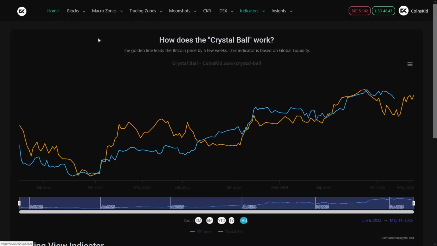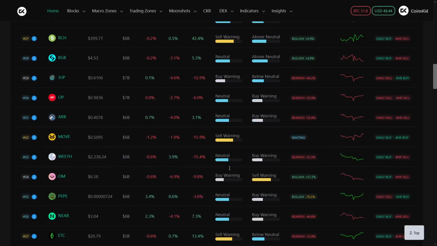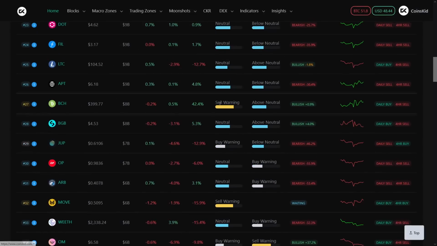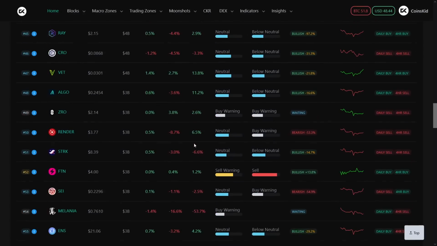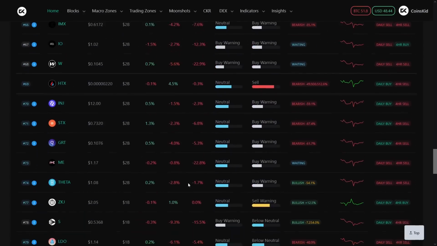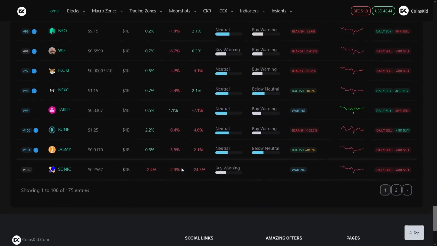So again, if you're looking for little micro trades, all you've got to do is come to the index right now, take a look down the list. You can clearly see we've got a couple of sell warnings, so these offer short opportunities, like the short opportunity on XRP yesterday. We've got BCH, Move, we've got ETC, we've got FTN, keep going down the list. We've got this coin here, ZBC, and if you're looking for buy warnings, basically long opportunity, you've got Sonic.